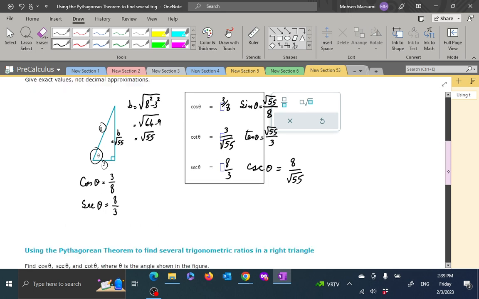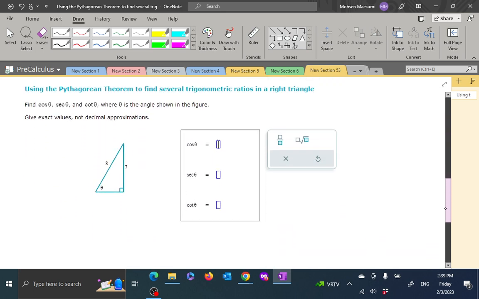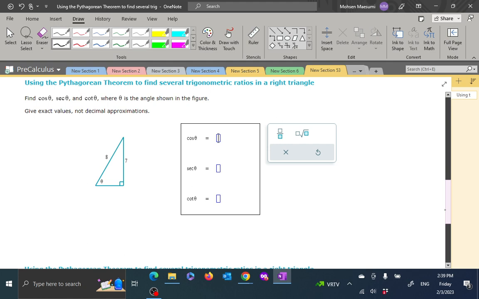Okay, so let's see, a similar problem here. I have 8 and 7. Let me just label these sides as A and B and C. So what is A? Square root of C squared minus B squared. So 8 squared minus 7 squared. That's going to be radical 15. So this is radical 15.